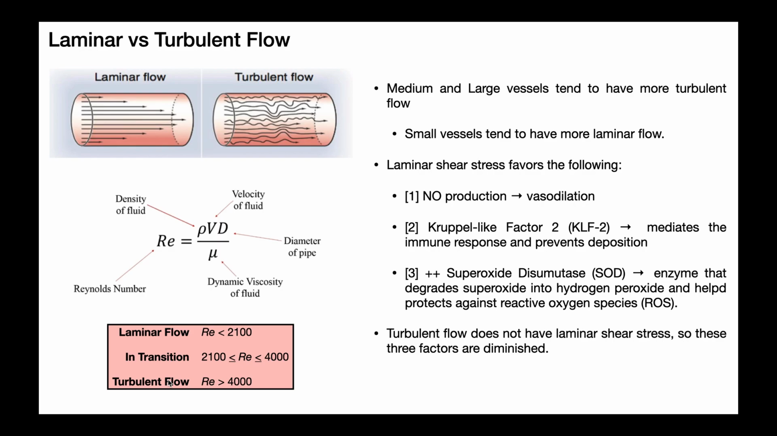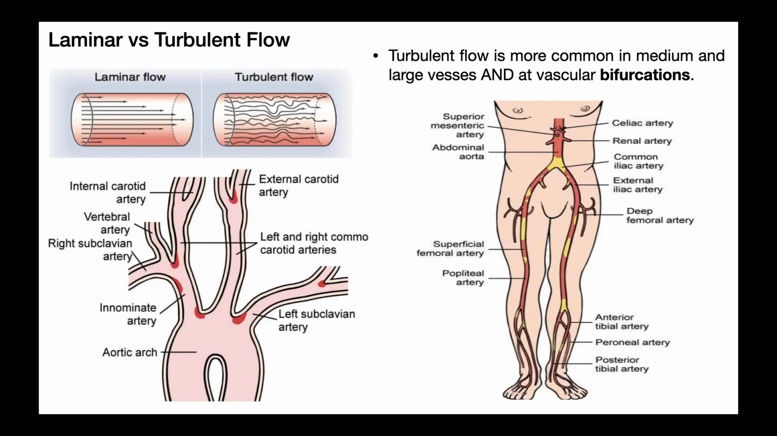So the larger a vessel radius is, or its diameter, we could say, the more likely it is to have turbulent flow. And so that's an important factor. Larger vessels are going to have more turbulent flow. In addition, places where we have bifurcations in the vasculature are also going to be subject to turbulent flow.